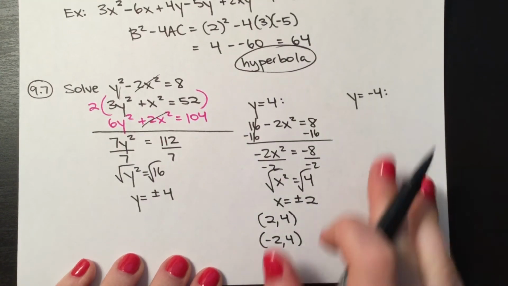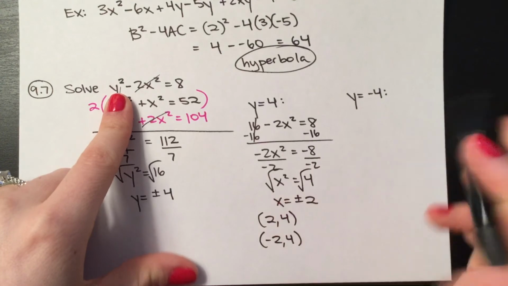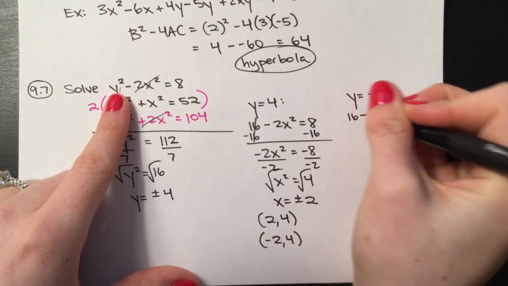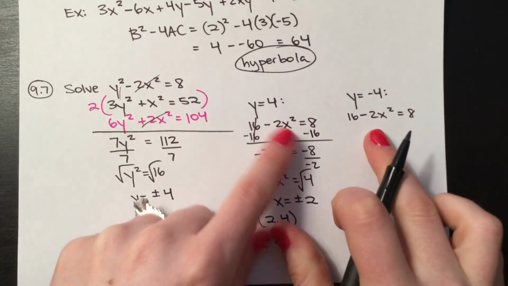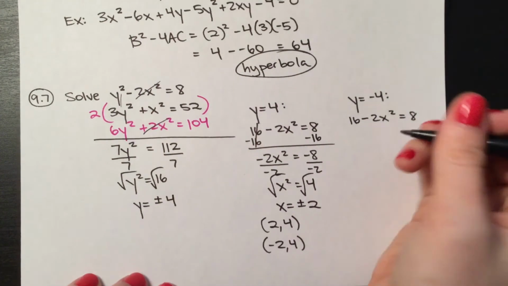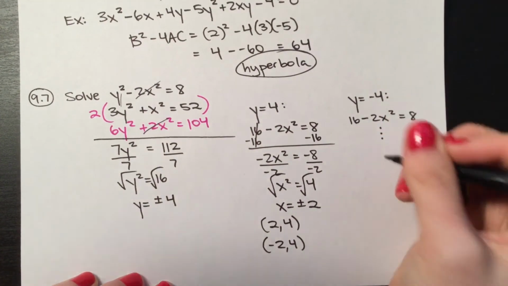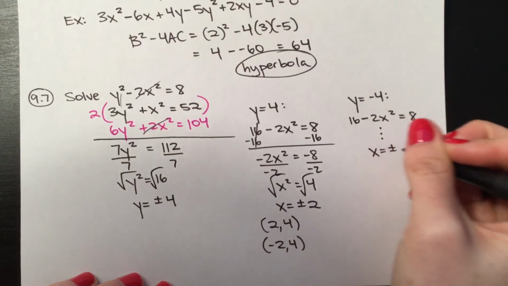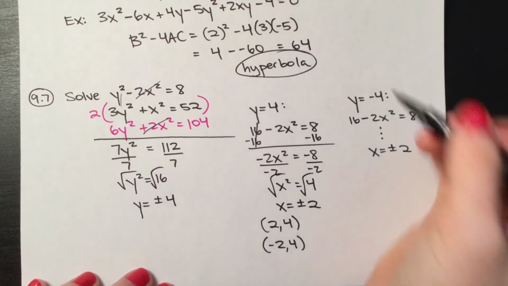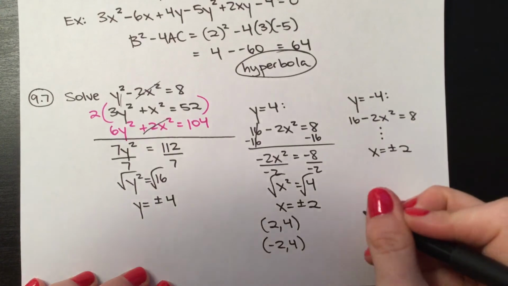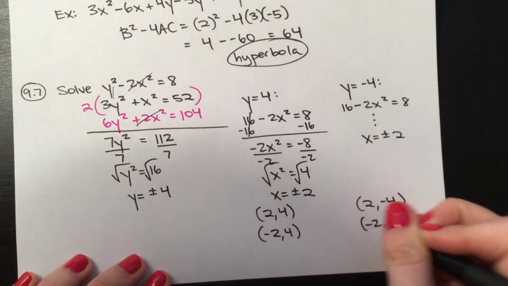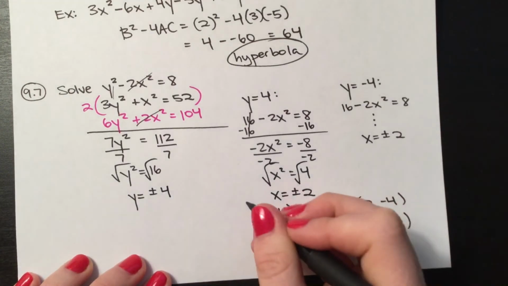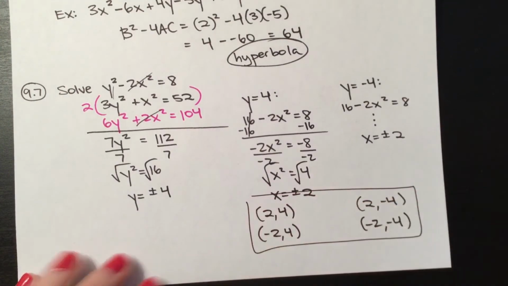Let's see what I get when I plug in the negative 4. So if I plug in negative 4 and square it, I still get 16 minus 2x squared equals 8. So look, this equation is identical to this equation. So I know if I follow the exact same steps, I'm going to end up with the exact same answers. So with the negative 4, I have 2 different x values as well. So I could pair positive 2 with negative 4 or negative 2 with negative 4. So I end up with 4 different possibilities for that equation.